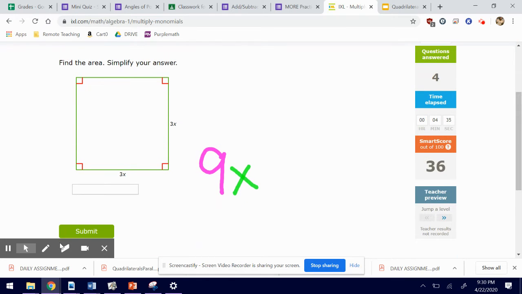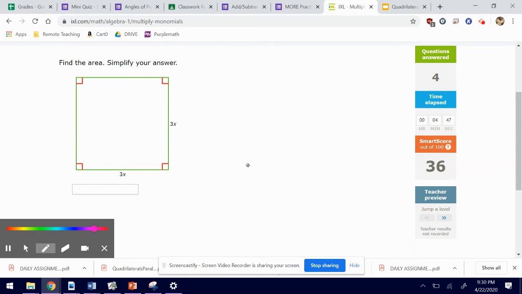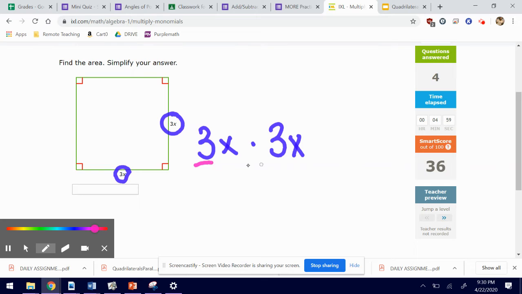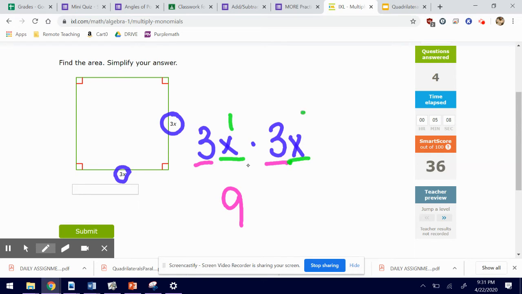Okay, so this looks like a square. It is a square because it's telling us both of our sides are 3x. So all I have to do when finding the area of a square is do length times width or base times height, however you want to say it. So I'm going to do 3x times 3x. I'm going to worry about my coefficients first. 3 times 3 is 9. And then if I have x to the first times x to the first, I know I just add the 1 plus 1 and I get x to the second. So my final answer will be 9x to the second.